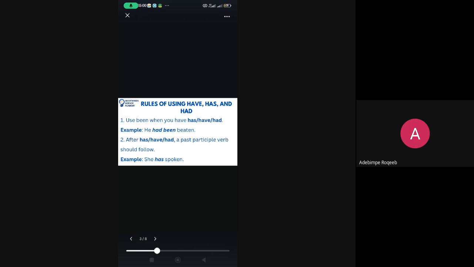A past participle verb is a verb form that ends in ed, d, t, en, or n. So how do you know your past participle verb? This is left for you to study, because you have some verbs that maintain the same past tense form and past participle form, and you have some verbs that change when it comes to their past participle.